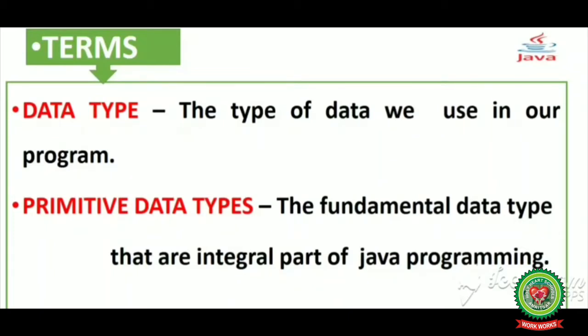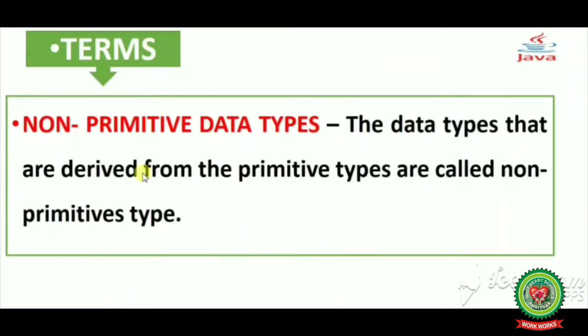Number 2 definition is primitive data types. The fundamental data types that are an integral part of Java programming. Fundamental means the basic data types that we are using in a Java program. Number 3 definition is non-primitive data types. The data types that are derived from the primitive types are called non-primitive types. Derived means that are made from primitive types.